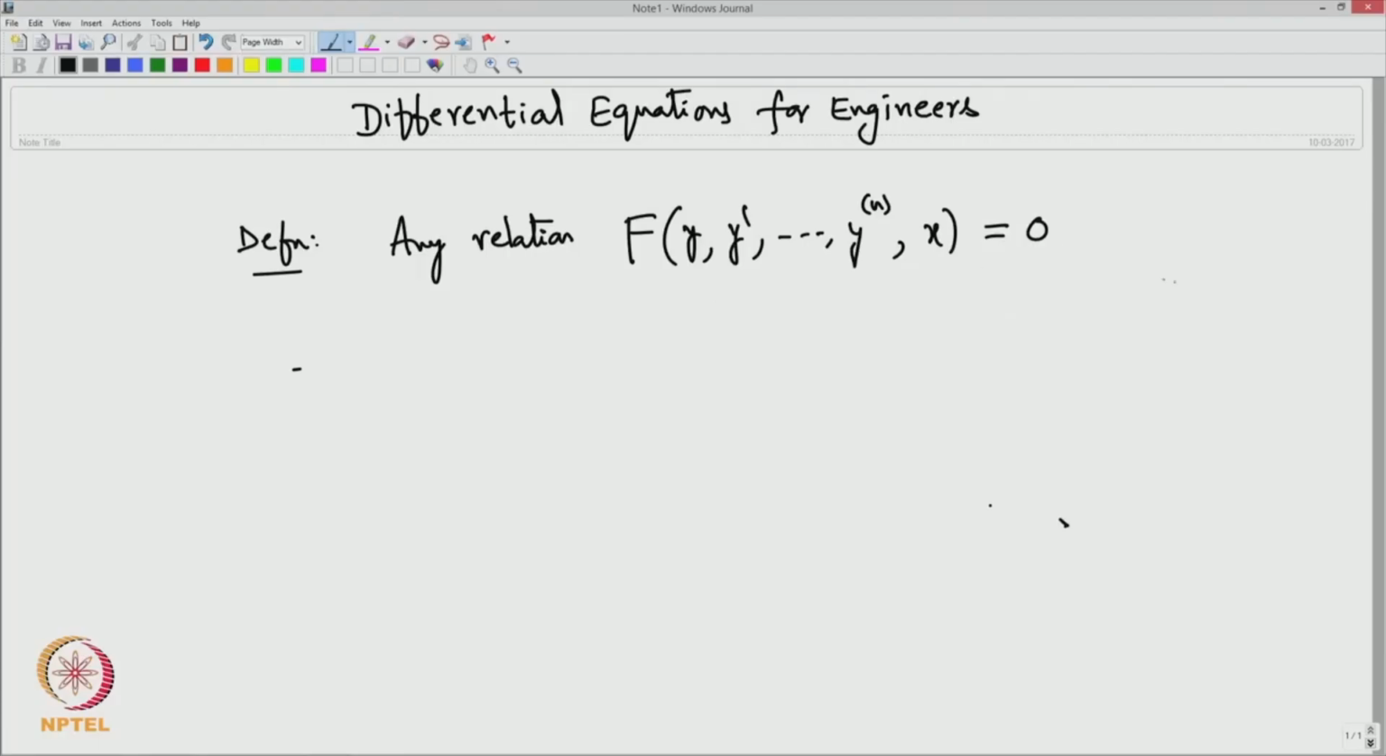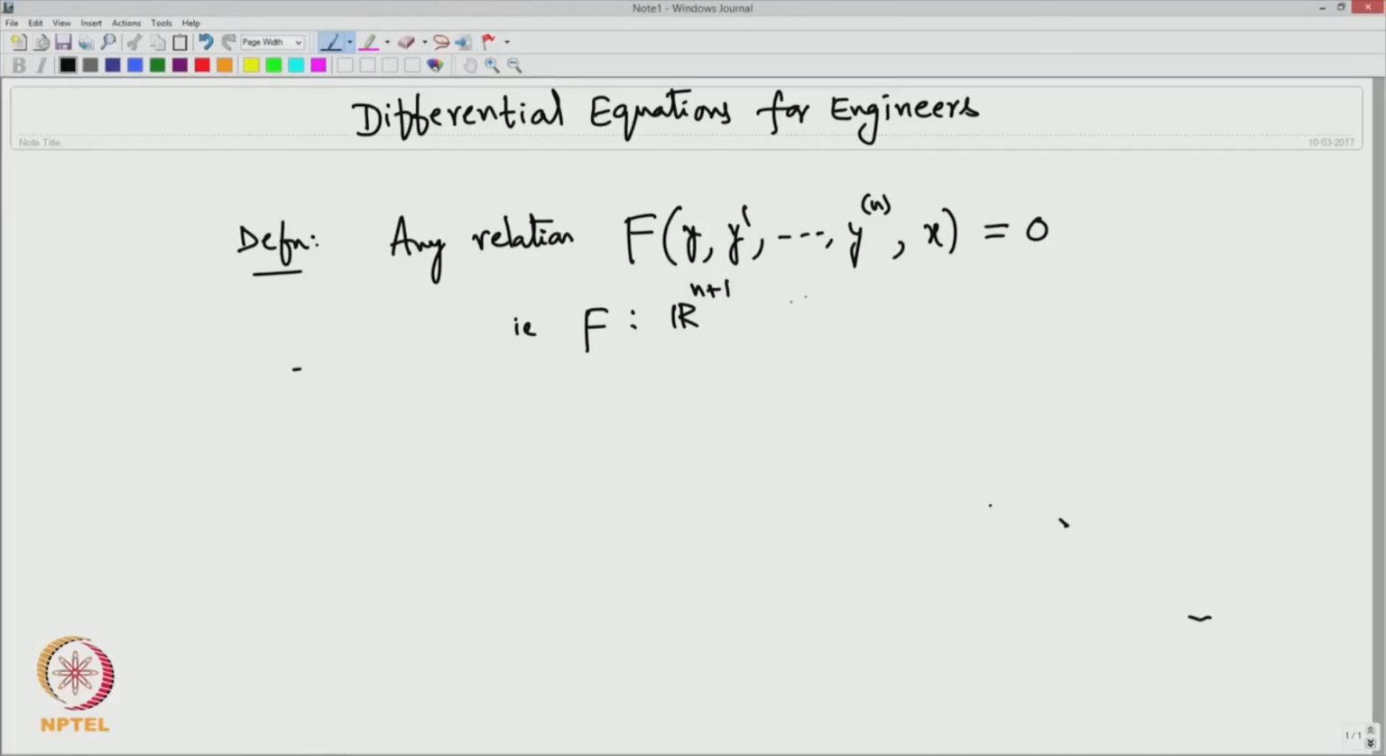If you have a relation like this, what exactly does this mean? That is, F is from R to the power n plus 1. How many variables do I have? The dependent variables y, y dash, up to the n derivatives, that can take real values, so R^(n+1), cross x, which also takes real values, so R to R.